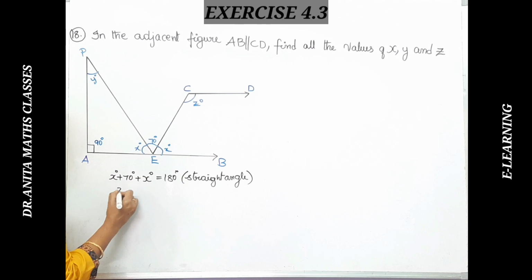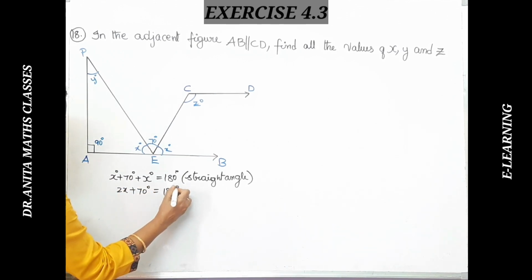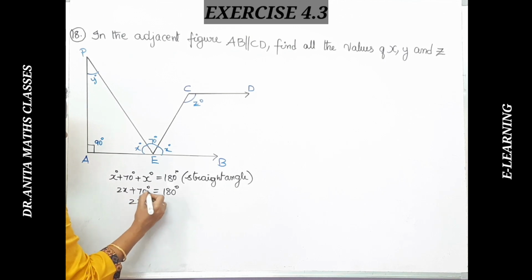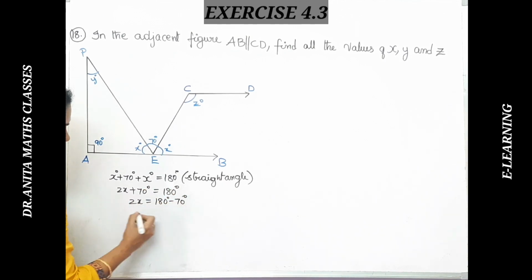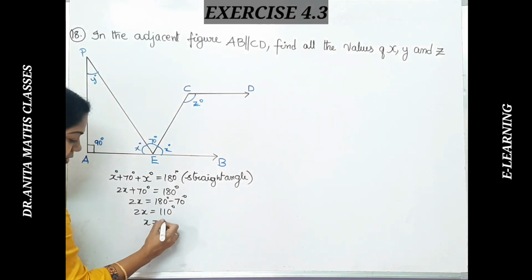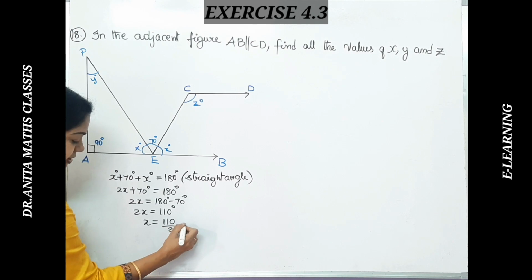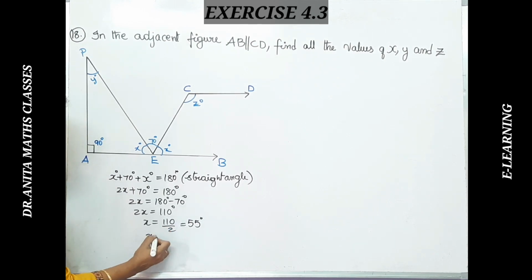So, from this 2x plus 70 equals 180. So, 2x is equal to, shifting this to the other side, 180 minus 70, that is 2x is equal to 110 degrees. And x is equal to 110 upon 2, that is equal to 55 degrees. Okay. So, x angle is 55 degrees we got.